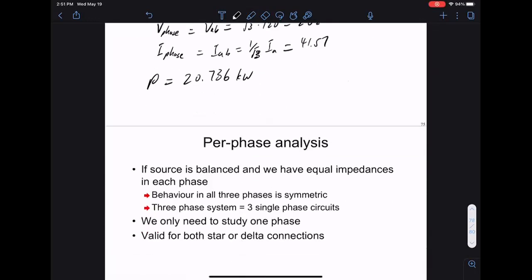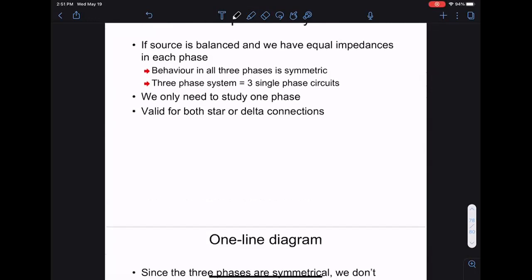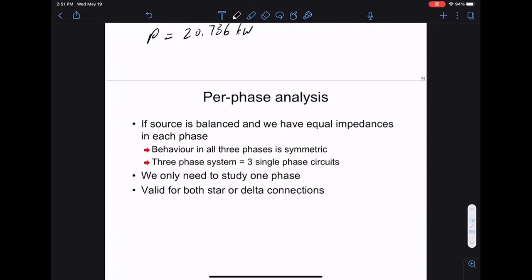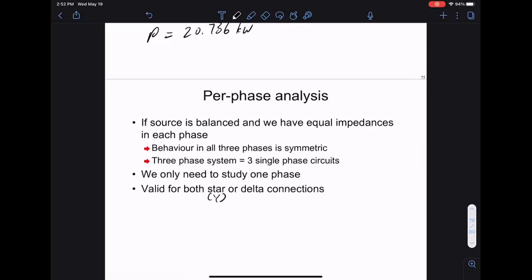All right, so in our case, in 3 phases, nobody ever bothers to draw 3 lines in a diagram. Since everything is balanced and symmetrical, it's as if we have 3 circuits, a circuit replicated 3 times. So most times we'll just study a single phase, and we'll just pick a phase and study this. This is valid for either star, meaning Y connected, or delta connected things.